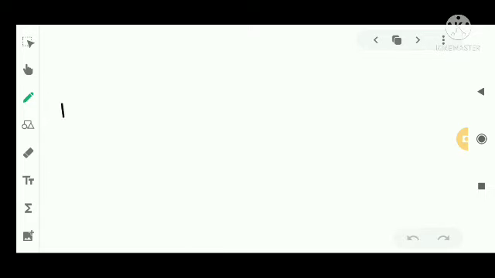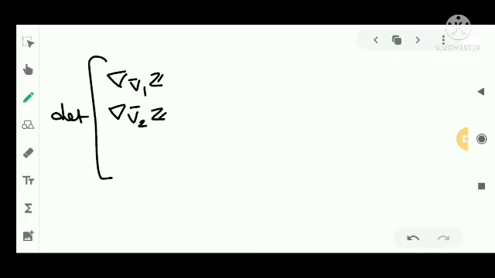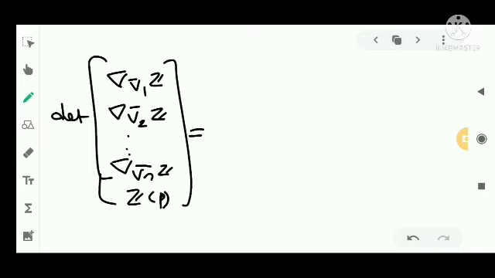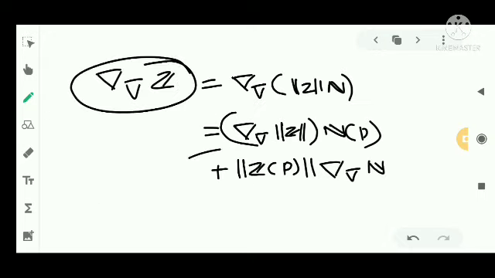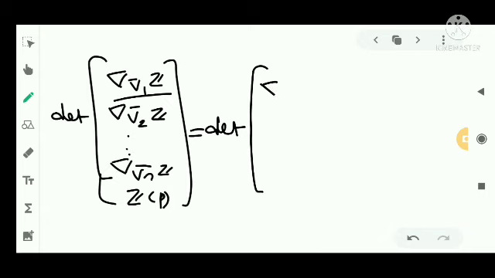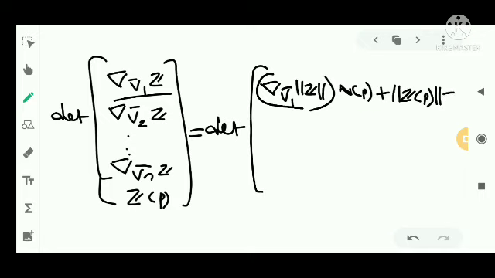So determinant of del v1z, similarly del v2z, etc., del vnz and z of p equal to, we have determinant of, we substitute the result, that is here we have the result, we substitute this, we get del v1 norm z into n of p plus norm z of p into del v1 n.